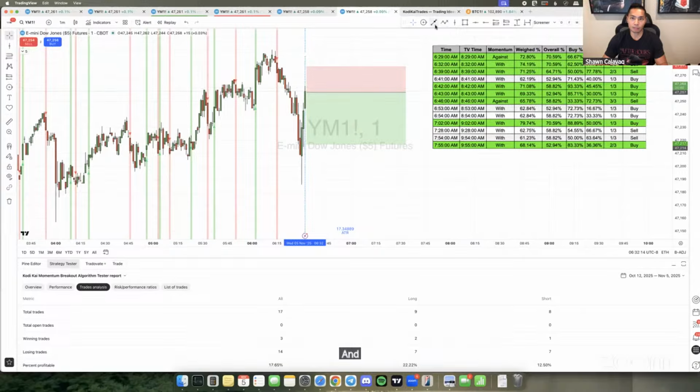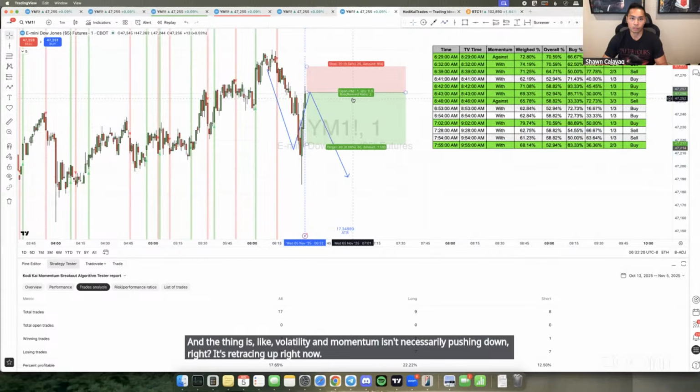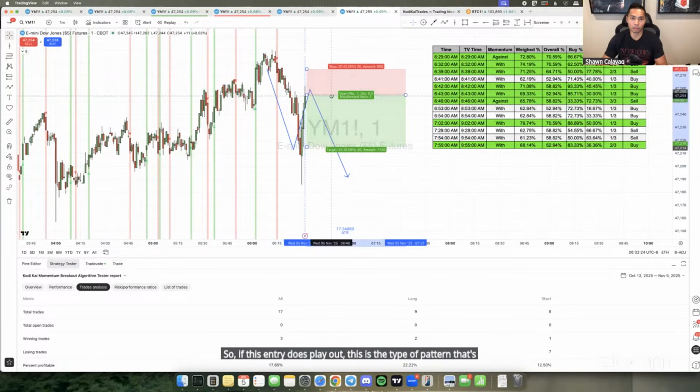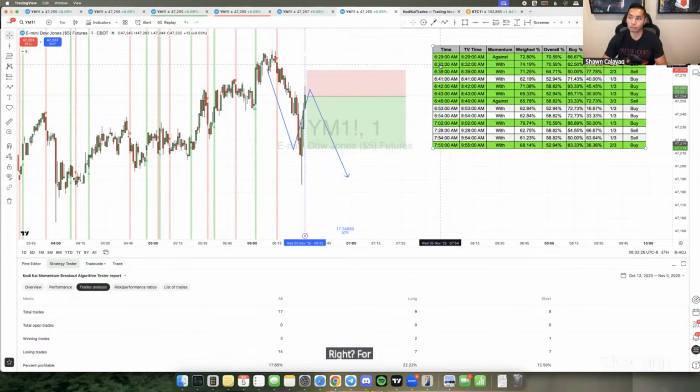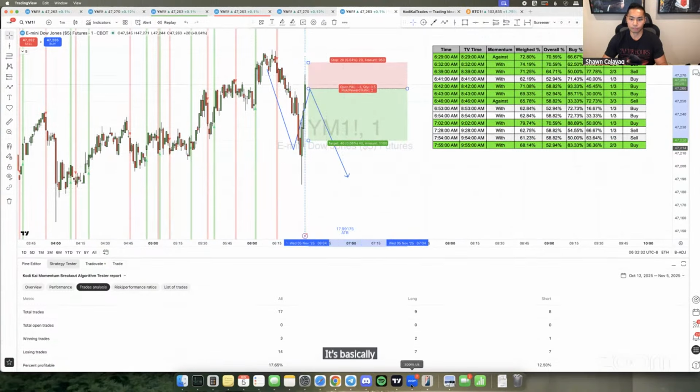And the thing is, volatility and momentum isn't necessarily pushing down, right? It's retracing up right now. So if this entry does play out, this is the type of pattern that's going to play out for it, right? For the 632. I'm not jumping into this one, but if you guys want to jump into it, I mean, feel free. It's basically once this candle closes.